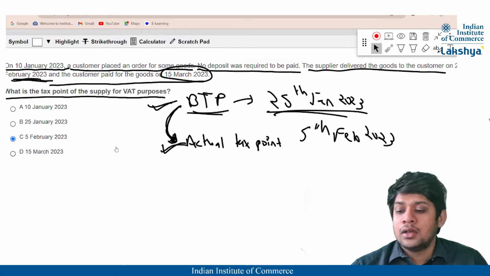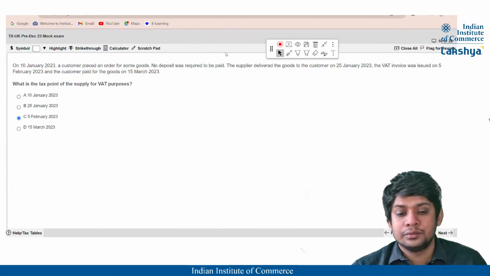Okay. Then 5th February is the correct response, and 15th March is not going to be the correct response. That is the date of payment, which is obviously exceeding 14 days from the date where the goods are delivered to the customer, right? So option C is going to be the correct response here.